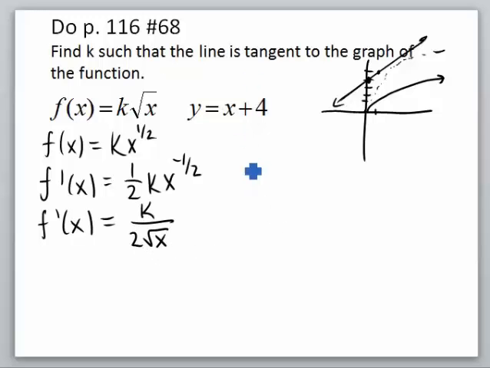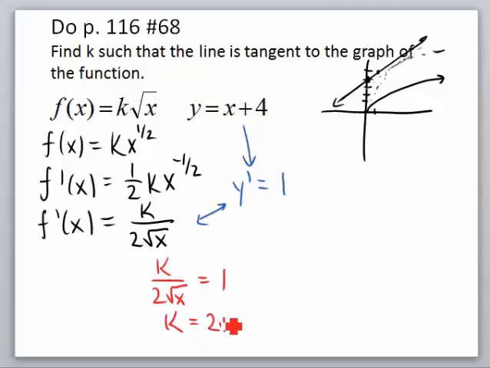Now the reason why I want to know the derivative of this line is because I want these two to match up, so I need this tangent line to the curve to have the same slope. Well, this derivative is equal to 1. Now where are those two derivatives going to match up? At what k value? Well, really all I can say right now is that k is equal to 2 square root of x. That's not good enough. I want an actual number for k.